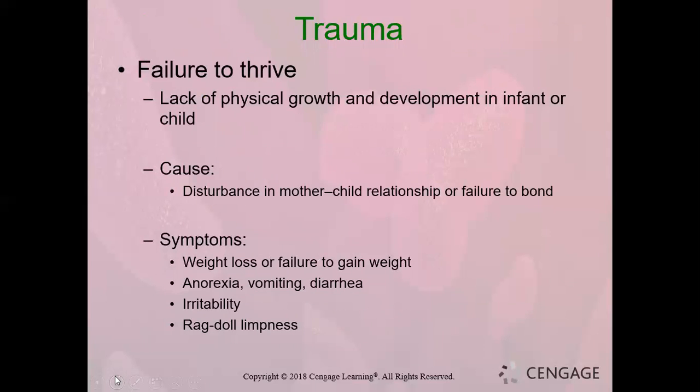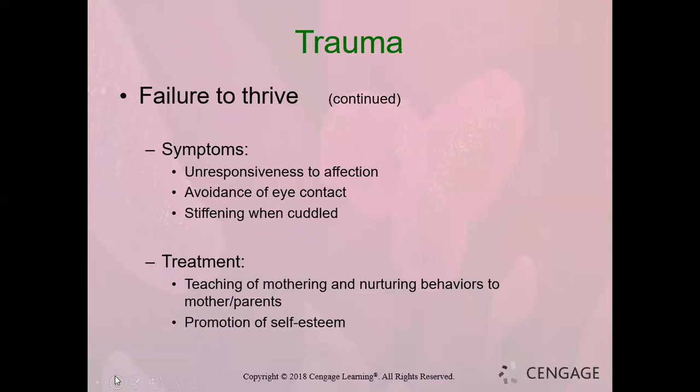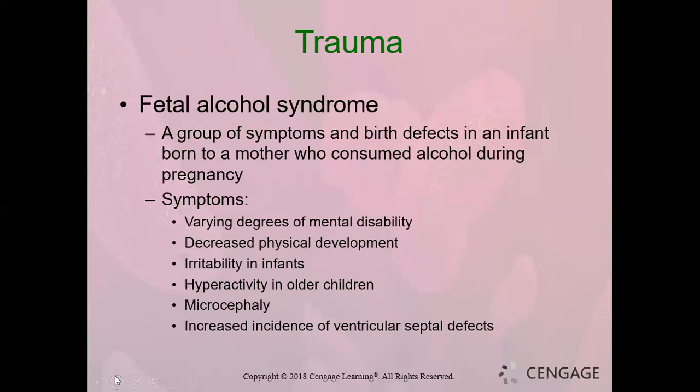They're going to be really, really small kiddos. They're going to be irritable. They're going to not gain weight, and they're going to kind of be limp. They're not going to have a lot going on, and it's usually just a disturbance in the mother-child relationship. Older kids can have this too. This doesn't necessarily apply just to infants. And it can be an unresponsiveness to affection, avoidance of eye contact, stiffening when cuddled, and then treatment's going to just be teaching that mom to nurture that child and promote self-esteem.